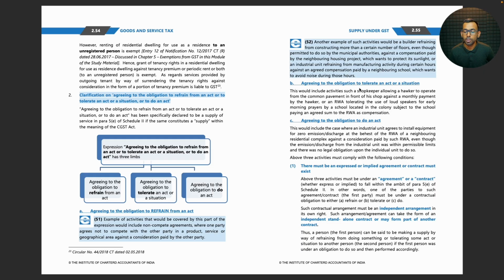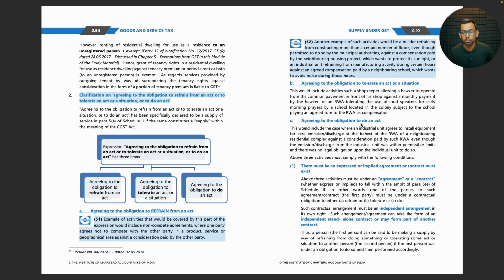Agreeing to the obligation to tolerate an act or a situation. This would include activities such as a shopkeeper allowing a hawker to operate from the common pavement in front of his shop against a monthly payment by the hawker, or a residential welfare association tolerating the use of loudspeaker for early morning prayers by a school located in the colony, subject to the school paying an agreed sum to the RWA as compensation.